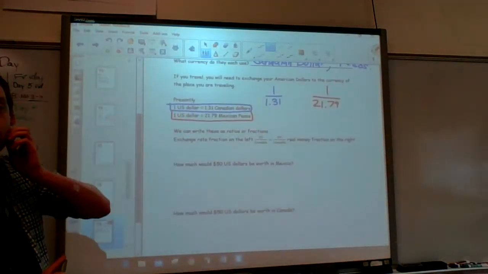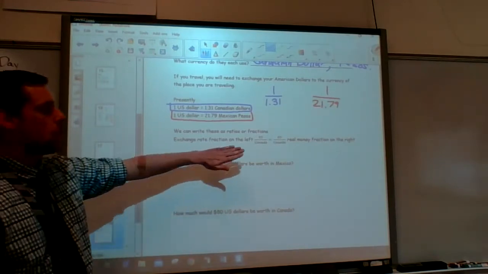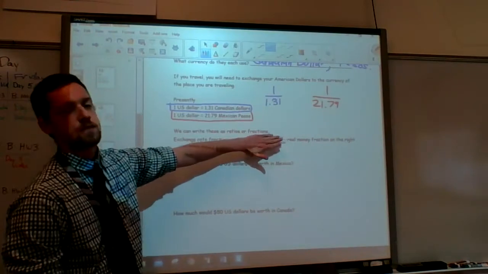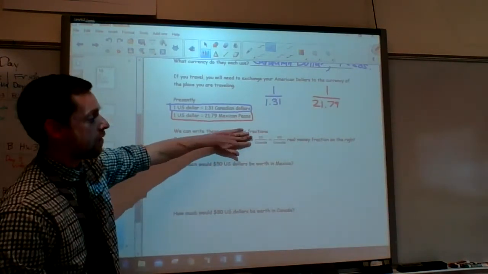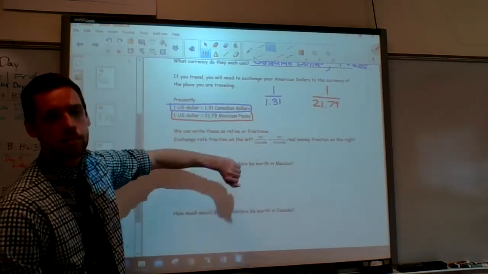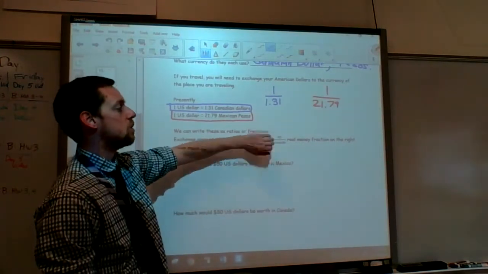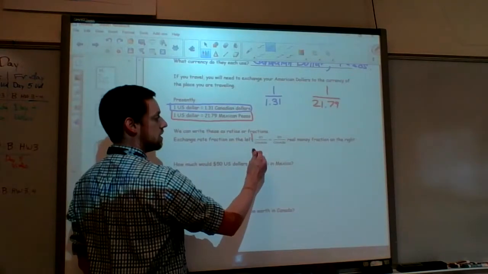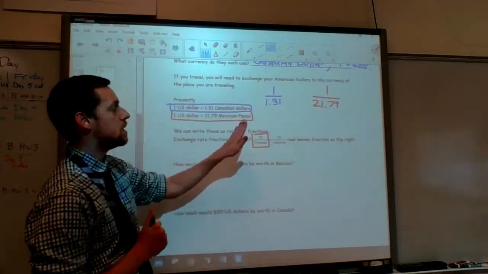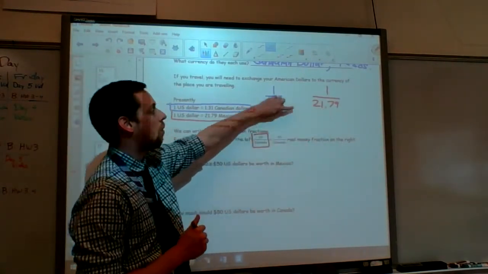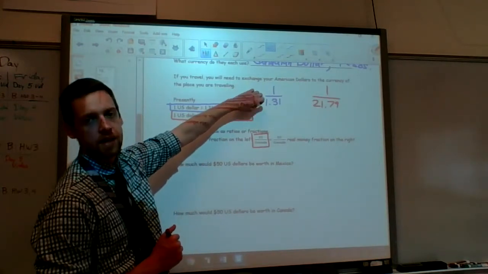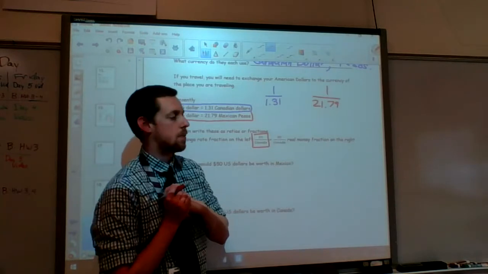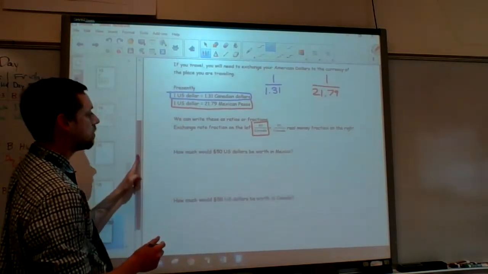Right? So when we go to convert these, we're going to set up two fractions. However you set up the first fraction, you have to match it in the second one. So my first fraction is US on top, Canada on bottom. My second fraction should be US on top, Canada on bottom. And the first one we set up should always be our exchange rate. One US dollar is $1.31 Canadian, or one US dollar is 21.79 in Mexican pesos. So I'll show you what I mean.